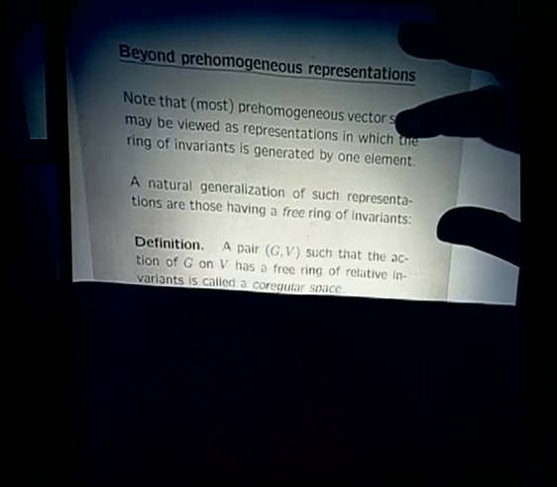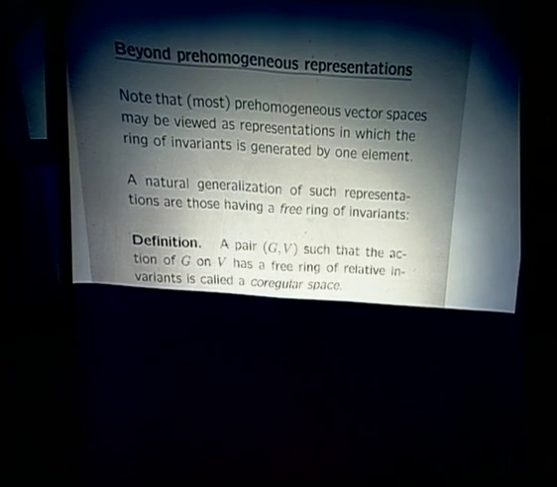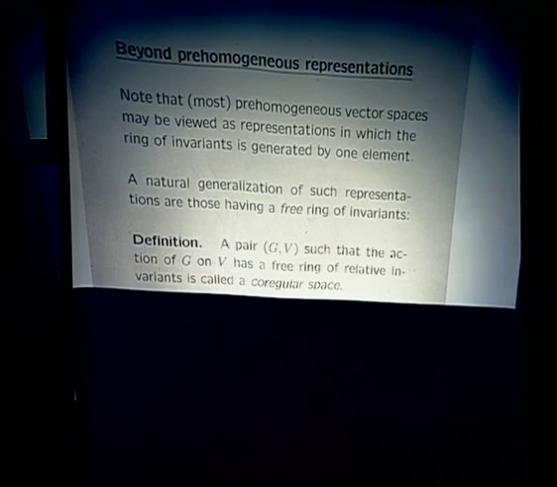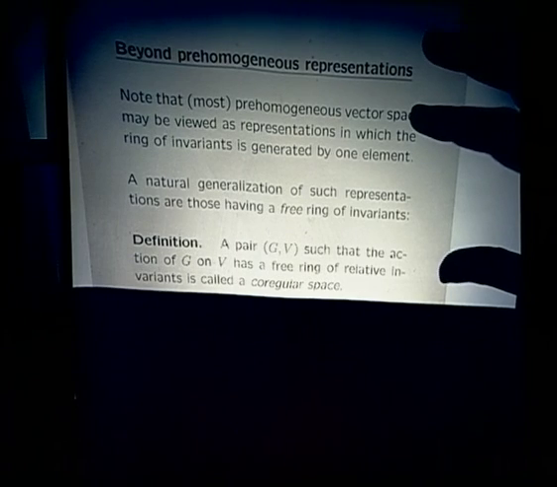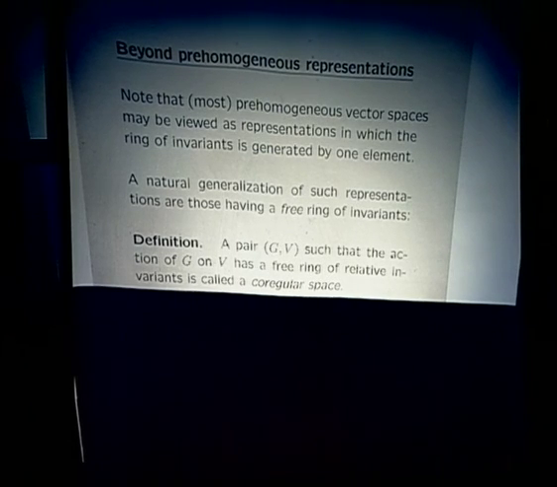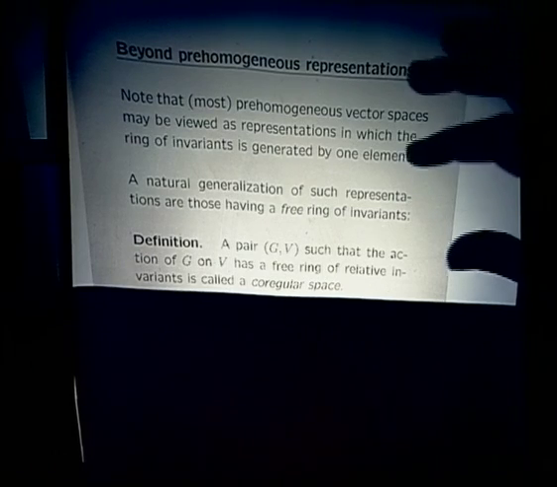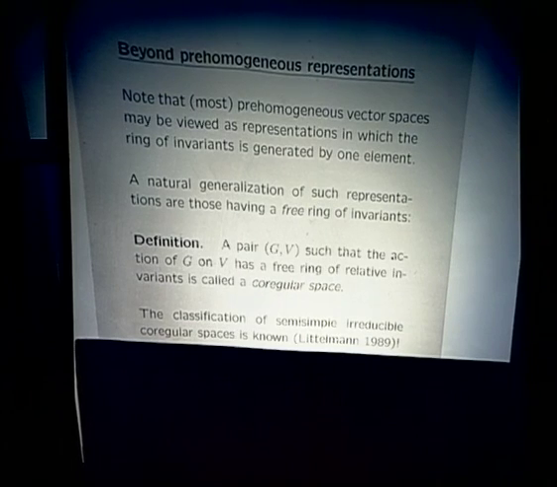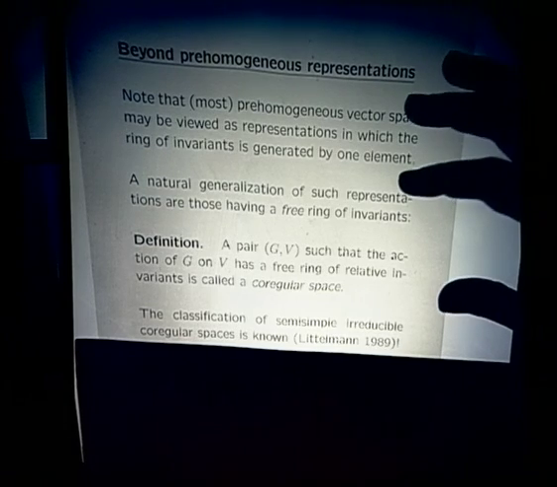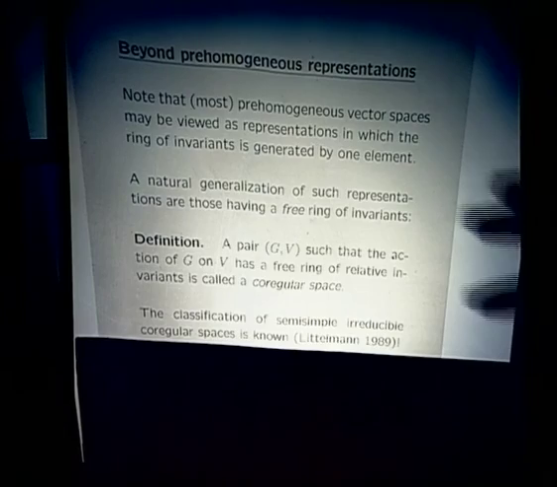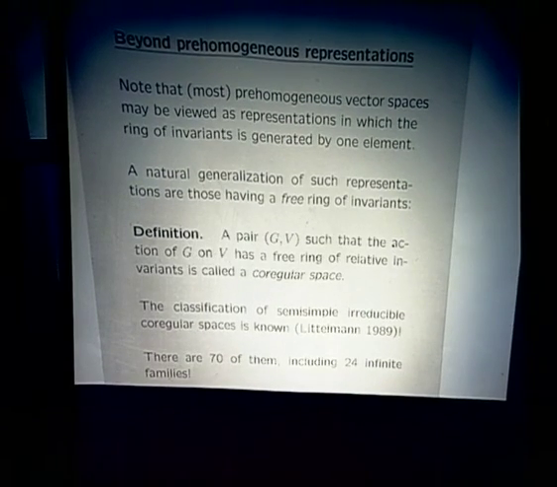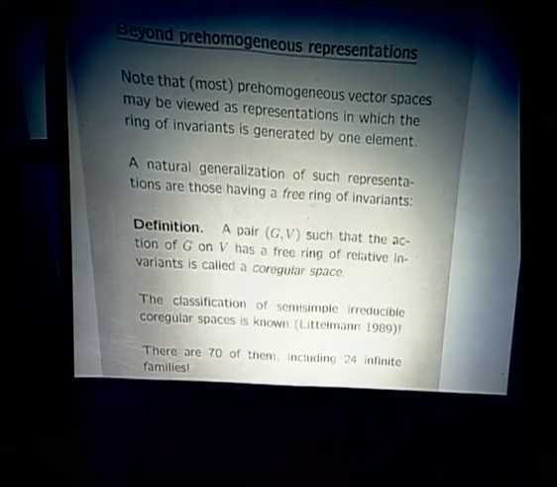So a (G, V), where G is an algebraic group and V is a representation, such that the ring of invariants is free. This is called a co-regular space, a co-regular representation. And the representation theorists, again, this is a natural thing to study from the representation theory point of view. If you assume semi-simple and irreducible, such representations that have a free ring of invariants have been completely classified by Littelmann in 1989. And it turns out there are 70 of them, including 24 infinite families. So there are lots of examples, just even with these very natural niceness conditions of being semi-simple and irreducible.